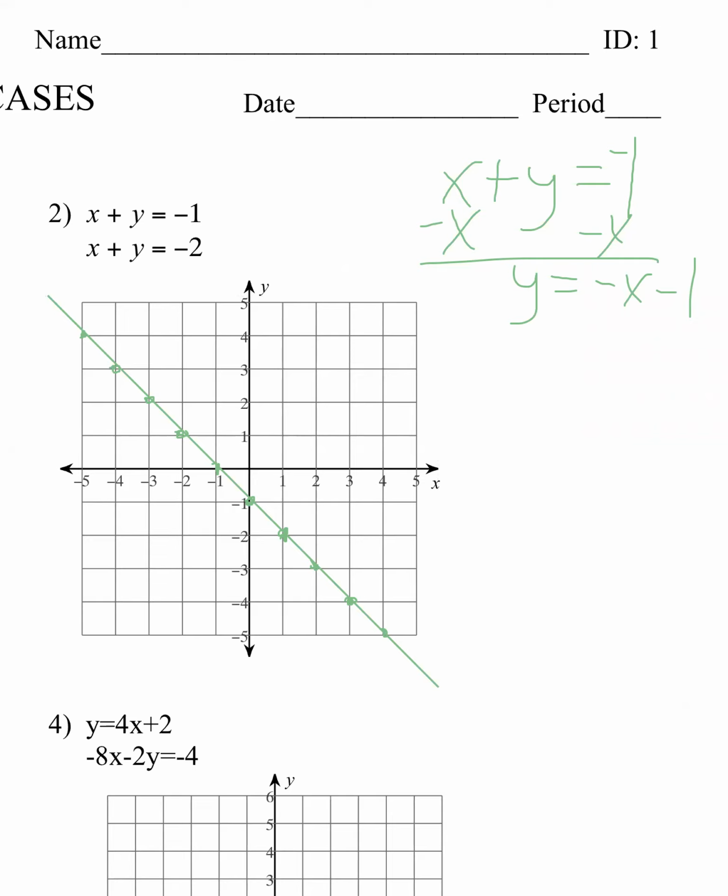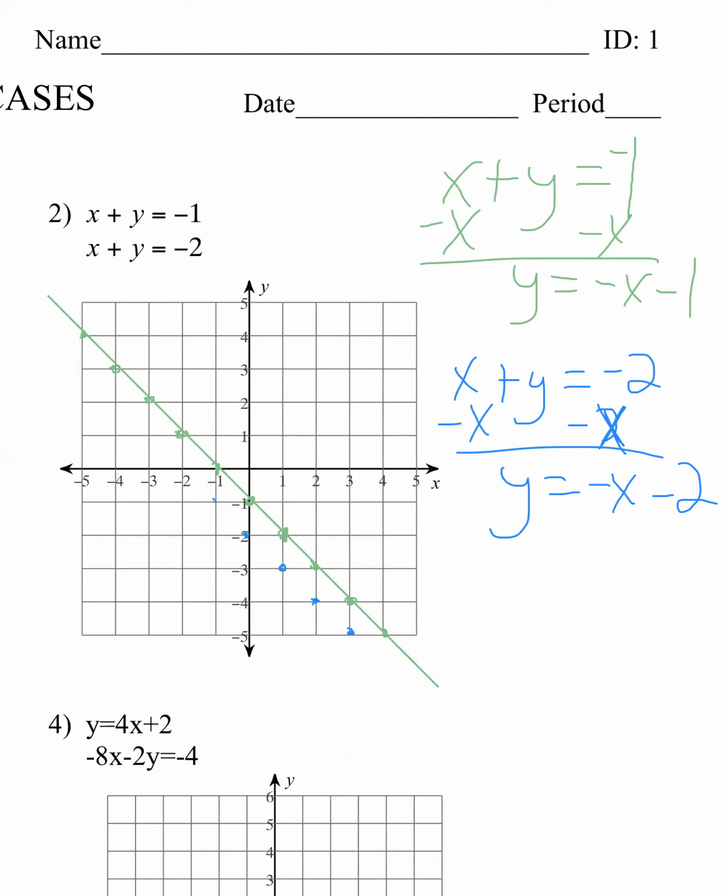And then we'll do the bottom one in blue. So x plus y equals -2. Let's go ahead and minus that x over. Again, you could have done this using the x and y intercepts, that's totally fine. This one's going to start at -2, and then it's going to go down 1 over 1. I'll do some over on the left-hand side, looking for that intersection point.